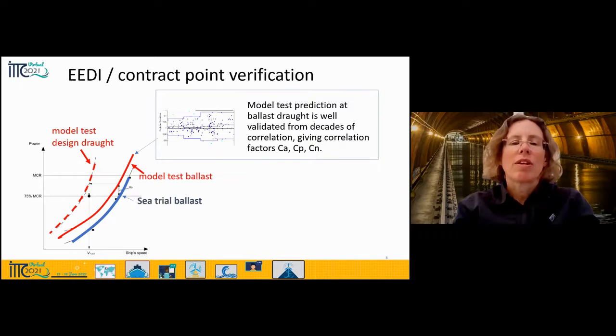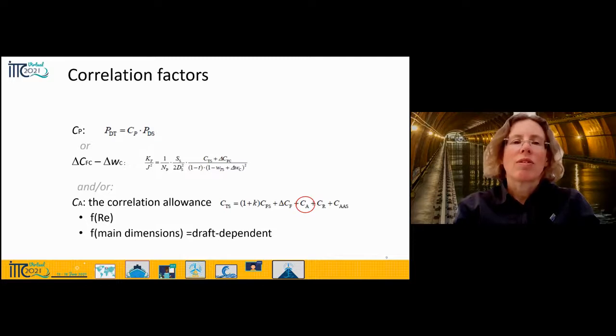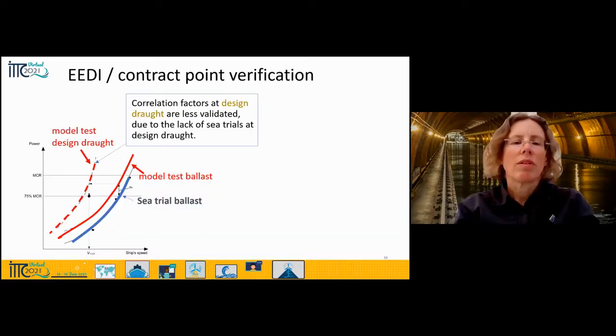The model test curve at ballast draft is very well validated from decades of correlation, giving correlation factors. The correlation factors are, for example, CP, or most common is to use CA. But at the deeper drafts, design or scantling draft, the predictions are less validated due to the lack of sea trials at design draft. And this causes a large uncertainty.